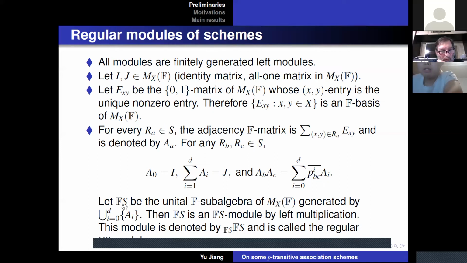Let FS be the unitary F-subalgebra of M_X(F) generated by A_i for i from 0 to d, all these adjacency matrices. Then FS is an FS-module by left multiplication. You can see this equation. This module is denoted by this one and is called the regular FS-module.